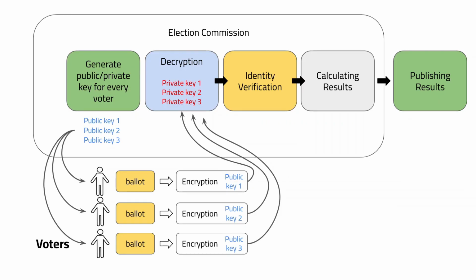This diagram shows how the app works. First, any user can start an election. Let's call that user the election commission. So he starts first by generating public-private key pairs for every voter, and the public keys are given to the voters, while the private keys are kept secret by the election commission.